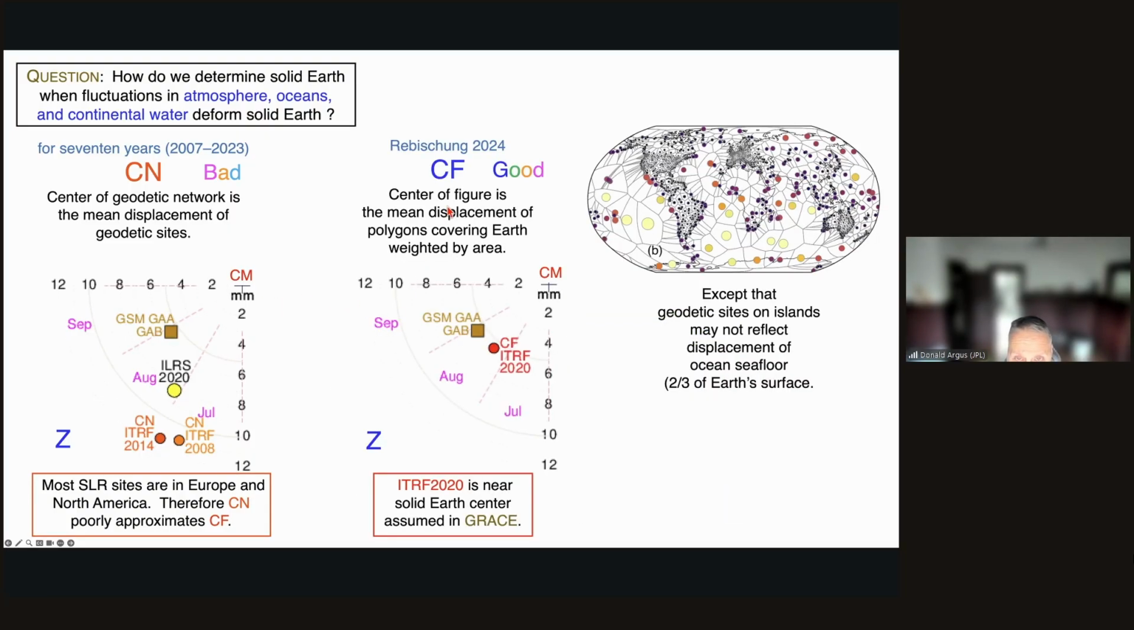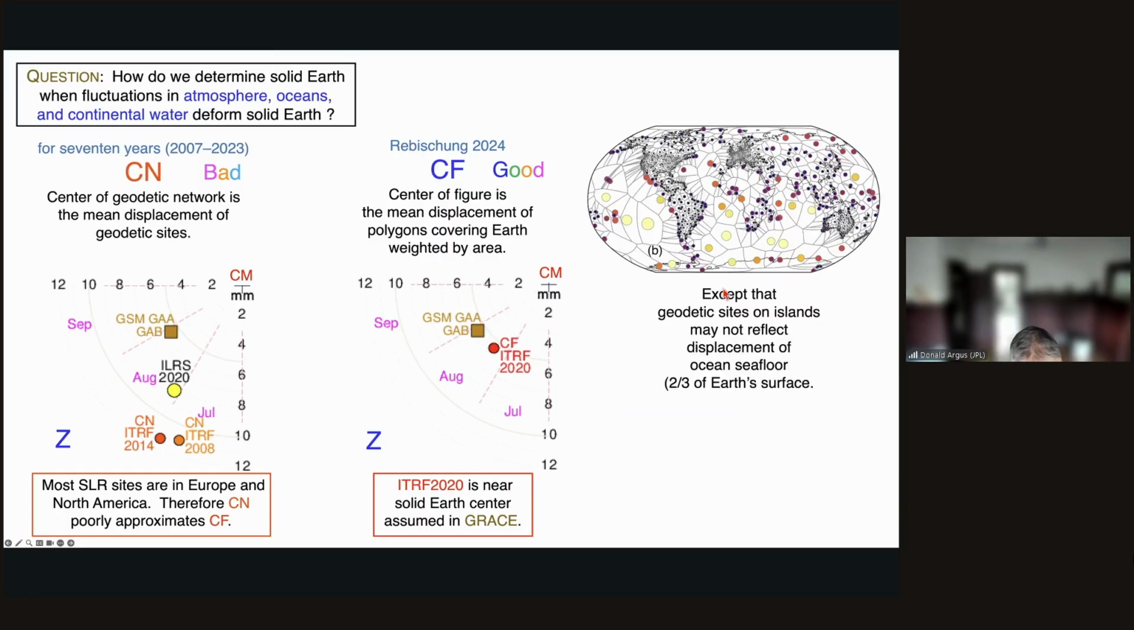We next plot the displacement of Earth's figure center, CF, as determined by Rebischung 2024 using 1,000 polygons entirely covering Earth's surface. This comes close to CN plus GA plus GAB, the value we assume in GRACE. That may be good, except that geodetic sites on islands may not reflect displacement of the ocean floor, which comprise 2/3 of the Earth.